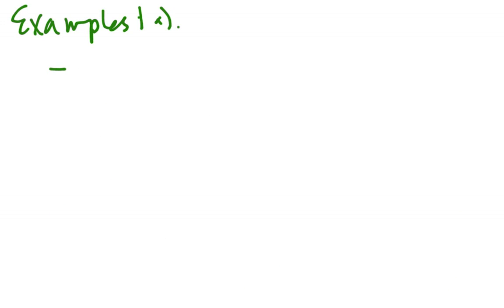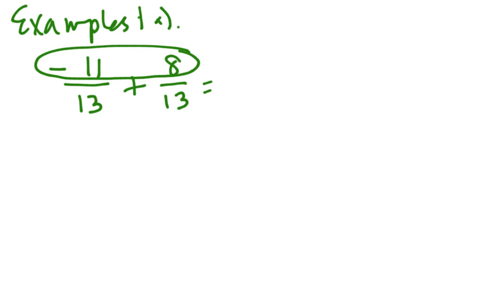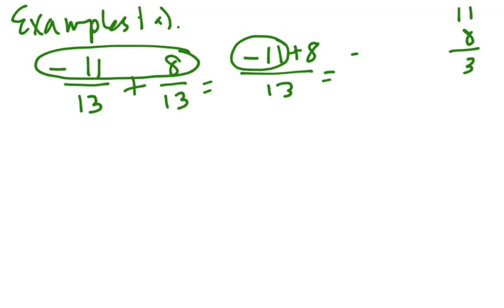Example 1a, if we have negative 11 thirteenths plus 8 thirteenths, you're going to combine the numerators, so negative 11, positive 8. Rewrite the common denominator. Now 8 minus 11 is using subtraction. They're different signs, so I have to use subtraction. I'm going to take the sign of the bigger number, so negative 3 over 13 is my final answer.